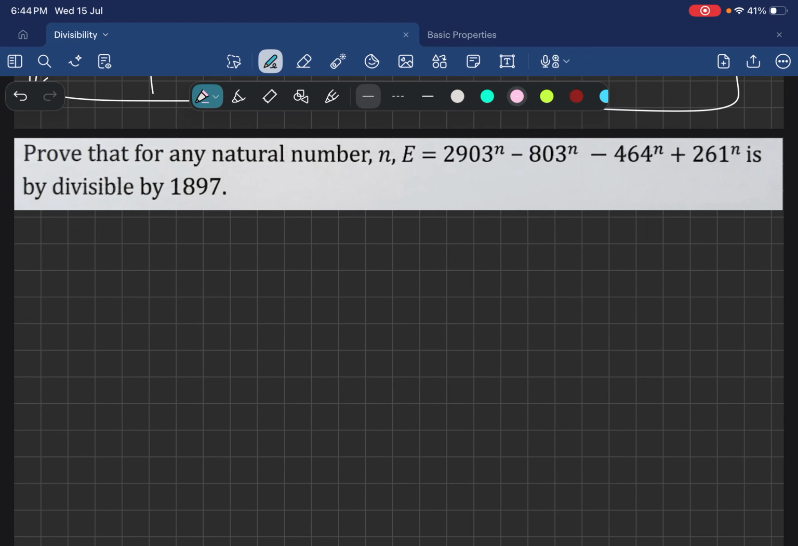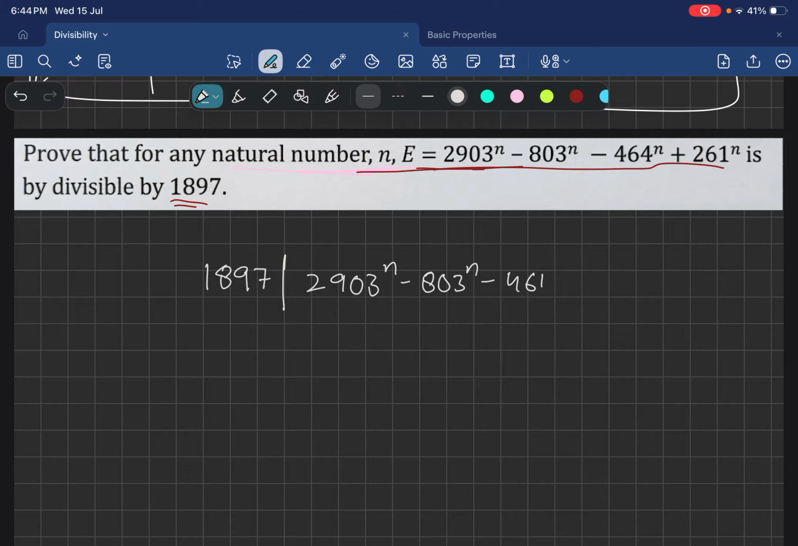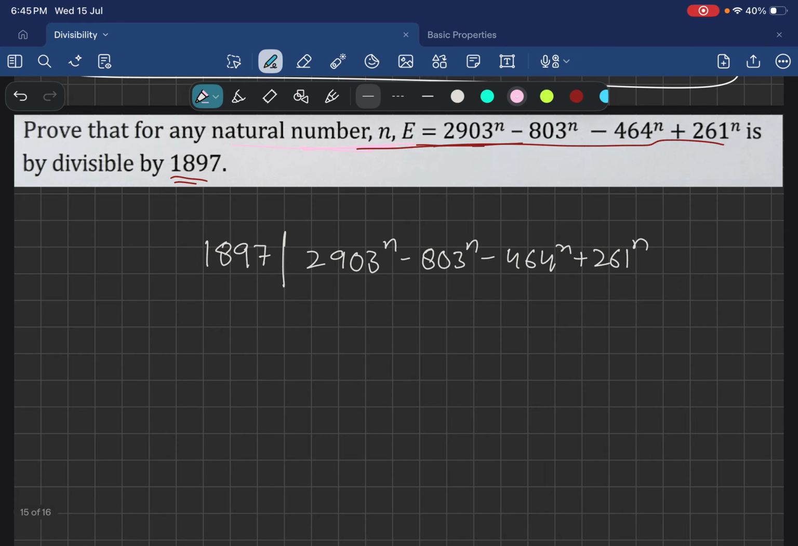So it says prove that for any natural number n, E is divisible by 1897. We have to prove that 1897 divides E, which is 2903 to the power n minus 803 to the power n minus 464 to the power n plus 261 to the power n.